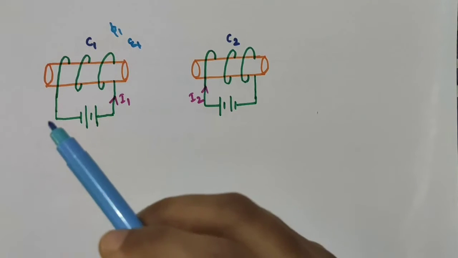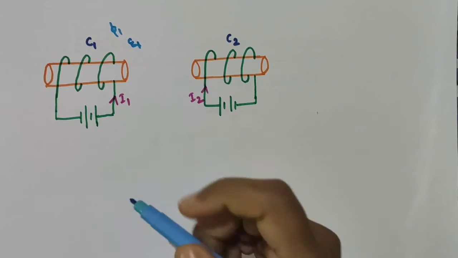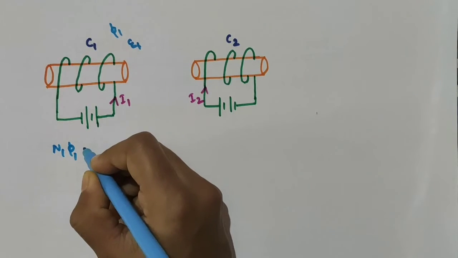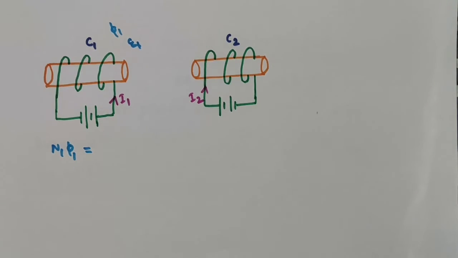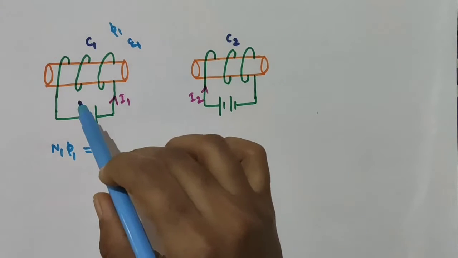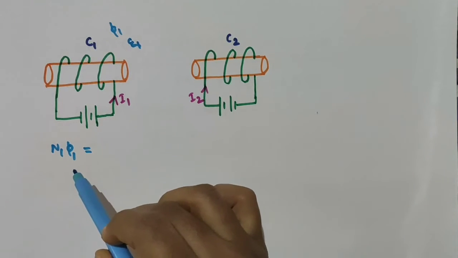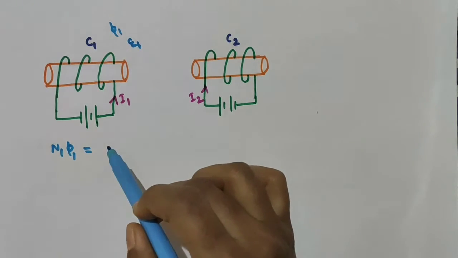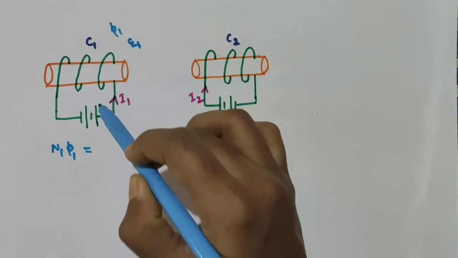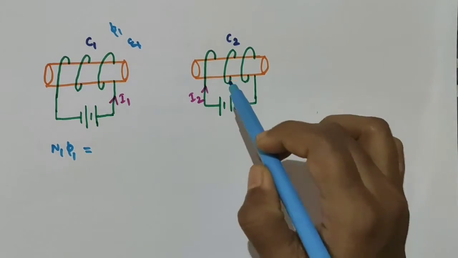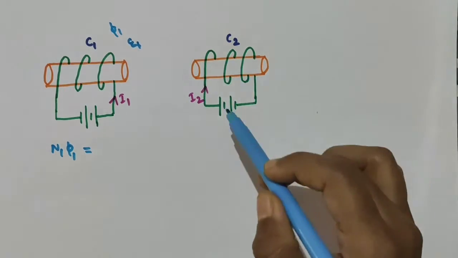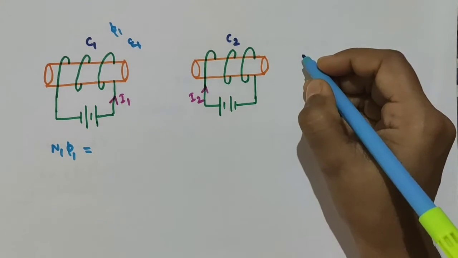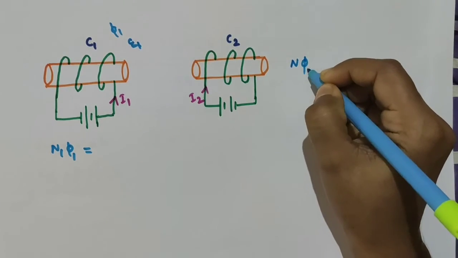Okay, so the flux linkage through the coil C1 can be written as N1 phi 1. That will be equal to what? Flux linkage due to the current through the coil C1 itself plus flux linkage due to the current through the neighboring coil C2. We have already discussed this expression of flux linkage N phi B.